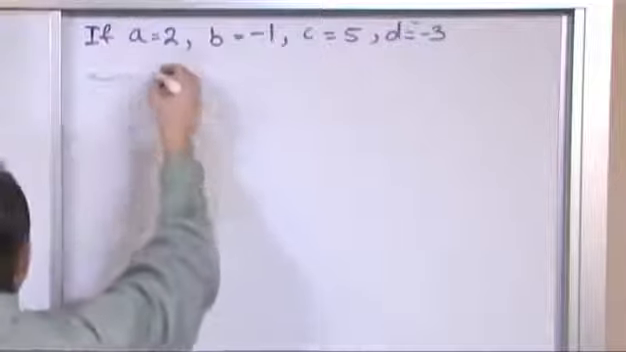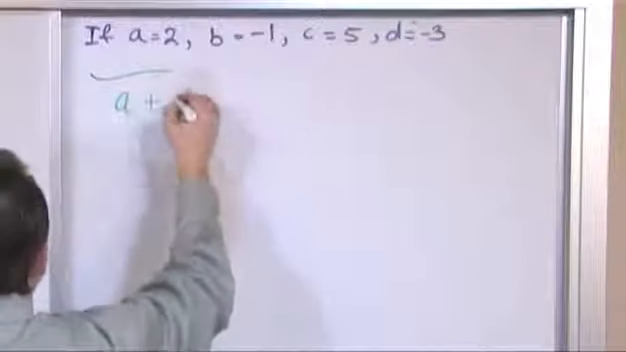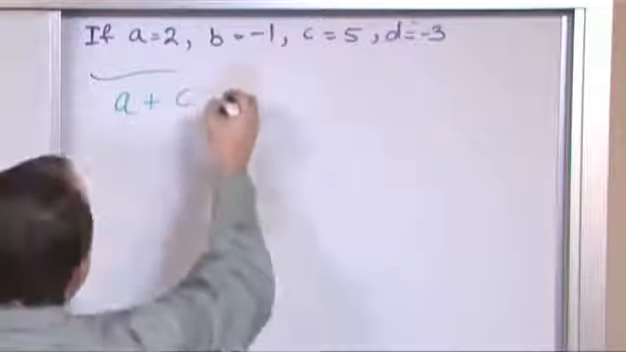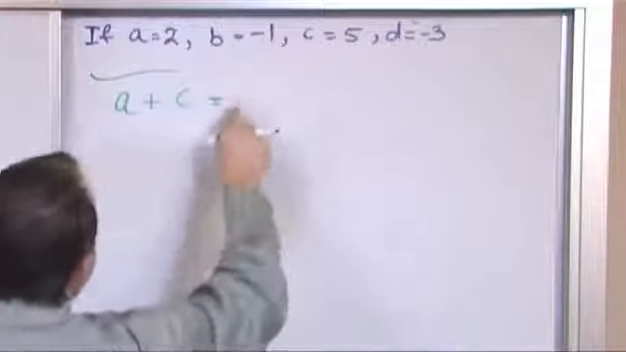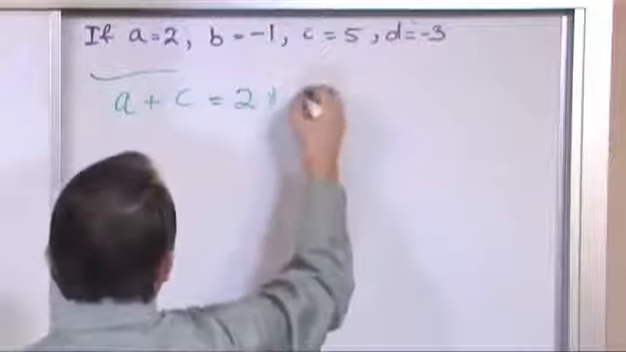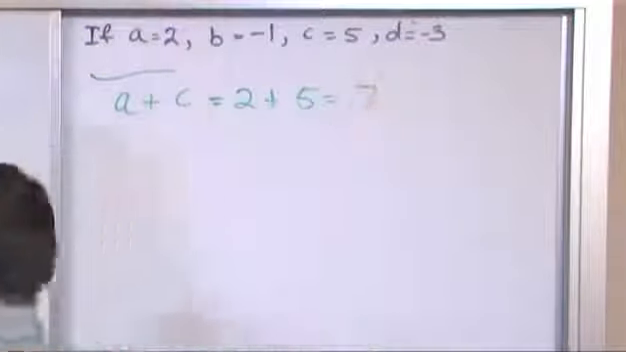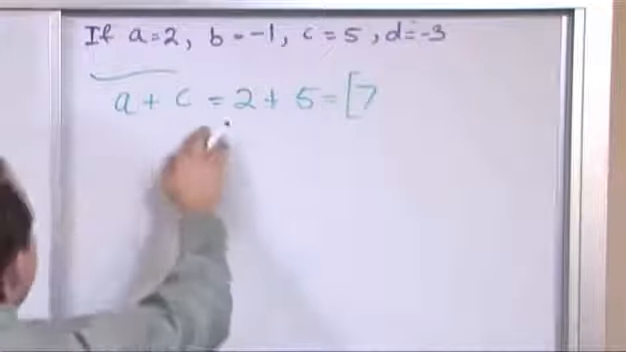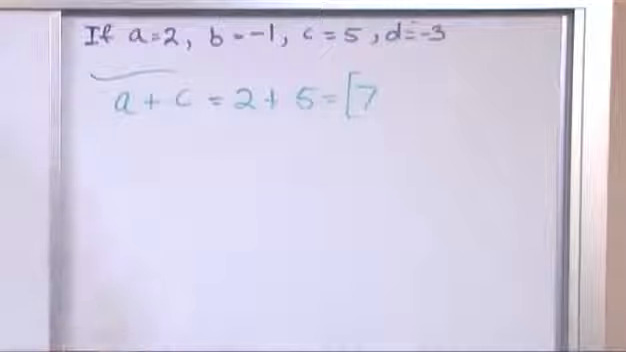So if you wanted to do something like A plus C, this might look like a really scary algebra thing. All you're doing is just substituting in what you know these values are. So 2 plus 5, which is 7. Congratulations, you've done your first substitution into an expression. This is called an expression, something that has letters and numbers that you substitute into.